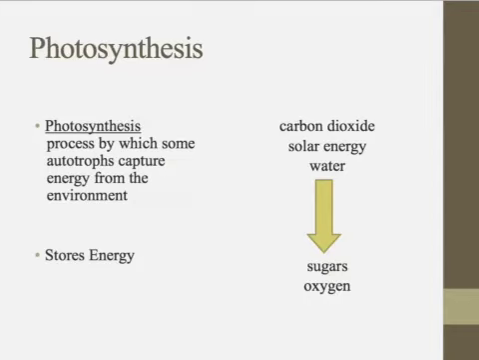Photosynthesis is the process by which some autotrophs capture energy from the environment. This process creates sugars, which can be used for energy later. Therefore, photosynthesis allows these autotrophs to store energy for later use. In this process, carbon dioxide, solar energy, and water are used within the cells to create sugars and oxygen. In plants, this sugar is in the form of glucose.